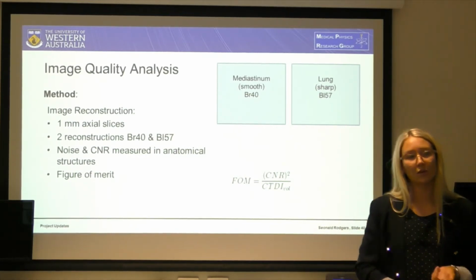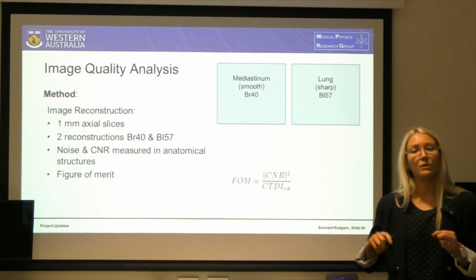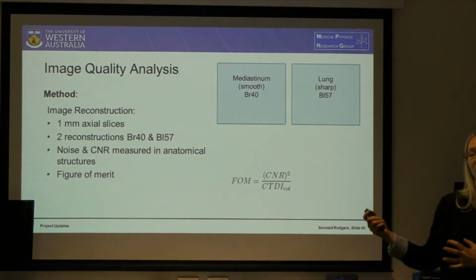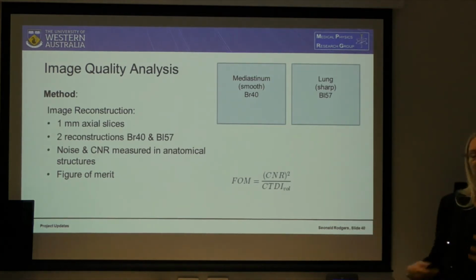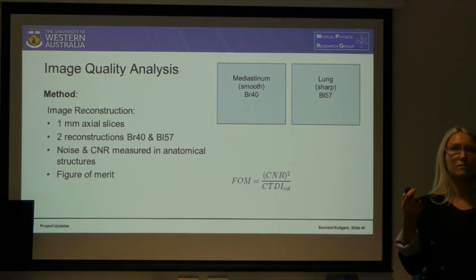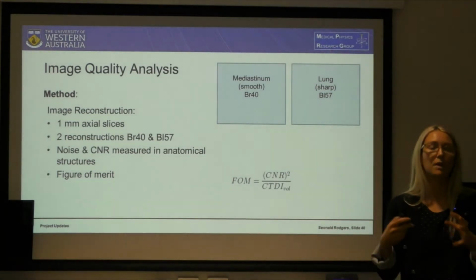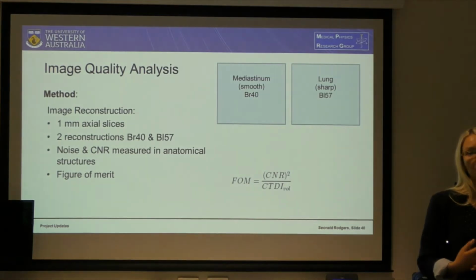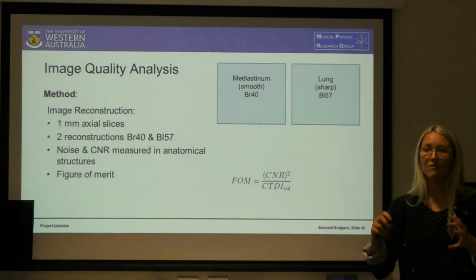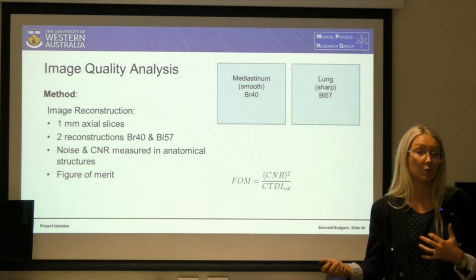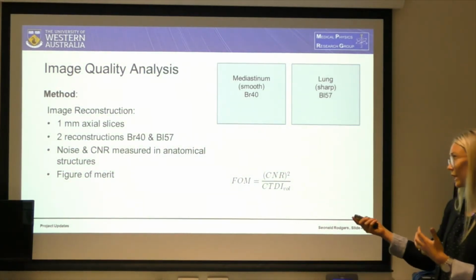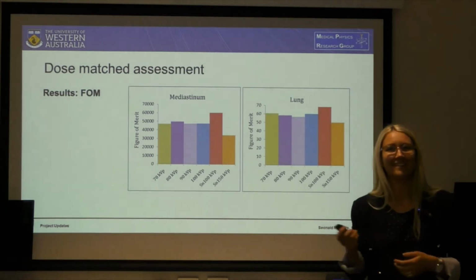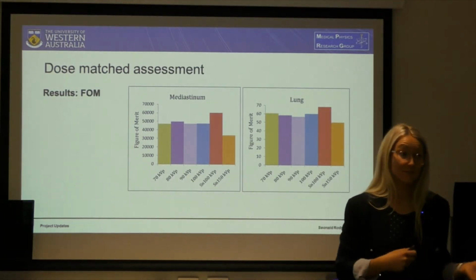So assessing the noise and the contrast to noise ratio would give information that I could use to calculate a figure of merit. So a figure of merit tries to consider the image quality produced normalized for the dose delivered. So this is a metric that's used in the literature to evaluate the dose efficiency of the different protocols. So this is what I used to analyze the tin filter versus the non-tin filter.